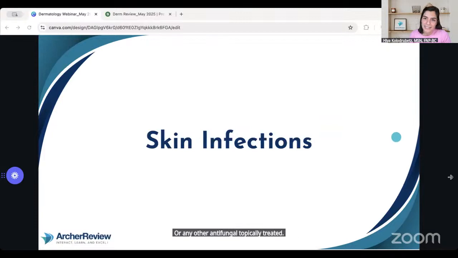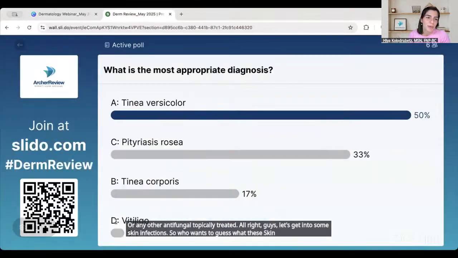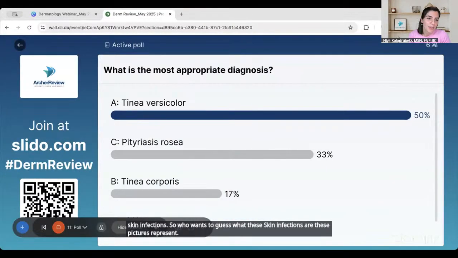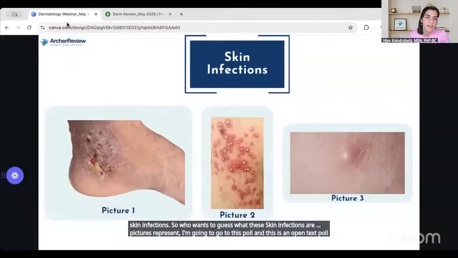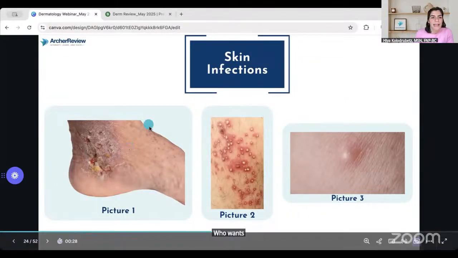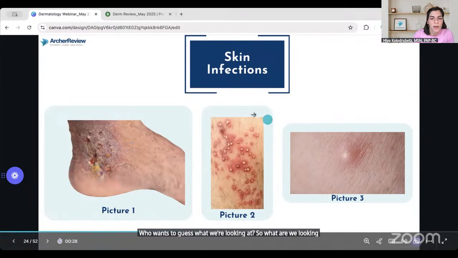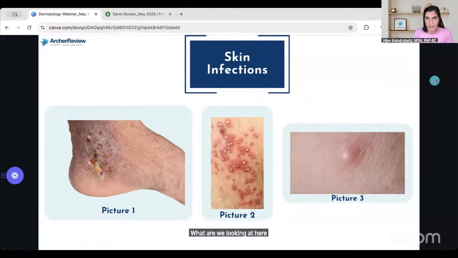All right, guys, let's get into some skin infections. So who wants to guess what these skin infections or these pictures represent? I'm going to go to this poll, and this is an open text poll. So what kind of skin infections are these? You can write like picture 1, picture 2, picture 3, but who wants to guess what we're looking at? So what are we looking at here in picture 1? What are we looking at here in picture 2? What are we looking at here in picture 3? What do we think this is?